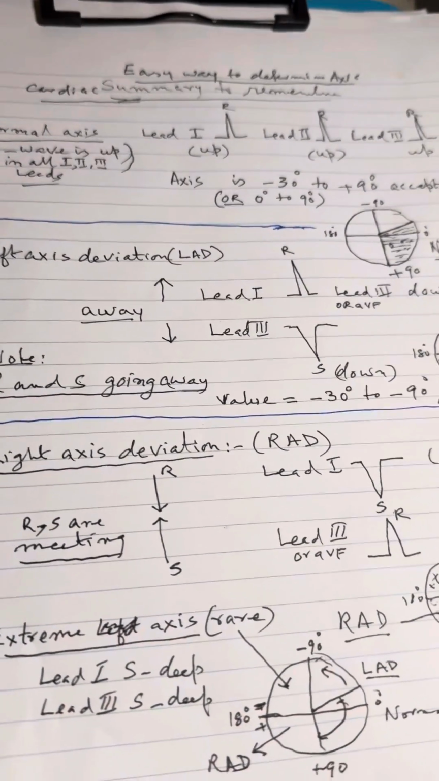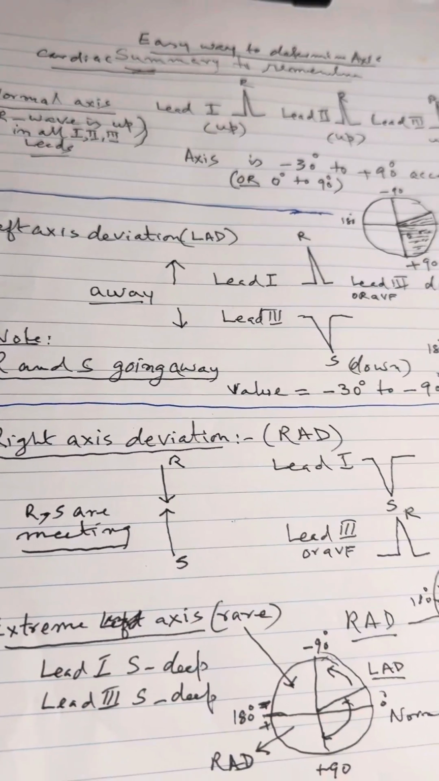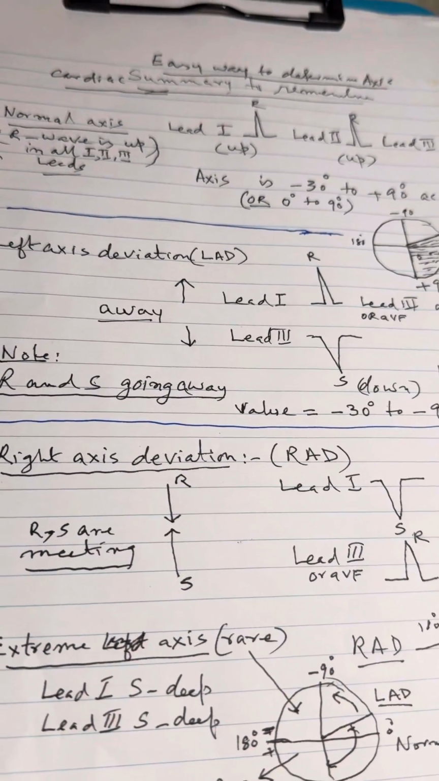So I hope this made it clear to understand axis abnormality.